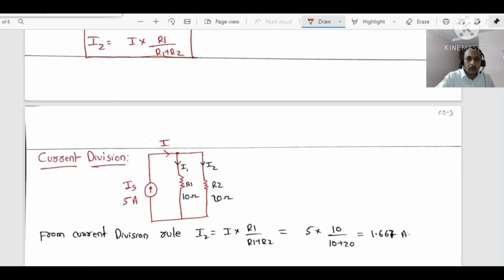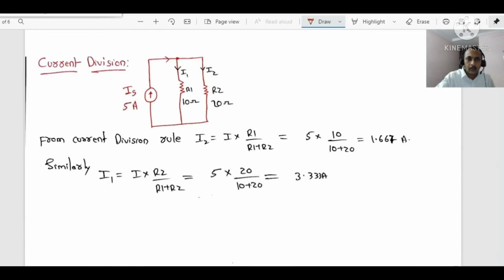Now let me see the small problem. A current source is there like this. 5 amps is entering in the circuit. How does this current get divided? Here R1 is 10 ohms, R2 is 20 ohms. Current through R1 be I1, current through R2 be I2. Let the total current entering be I. Total current entering is how much? I. This is from the current source, I equal to 5.